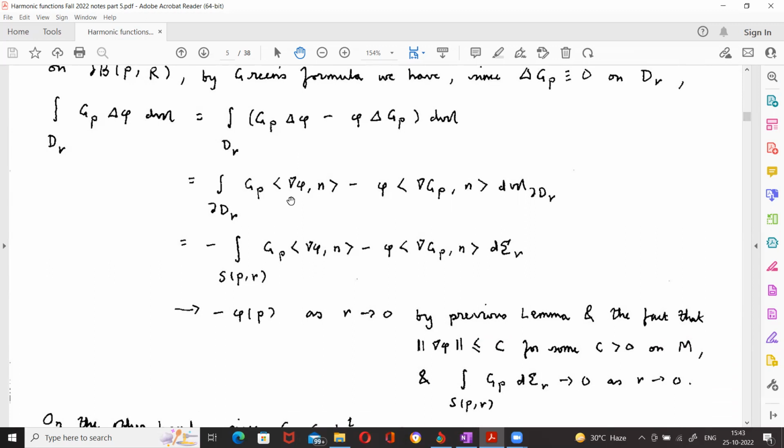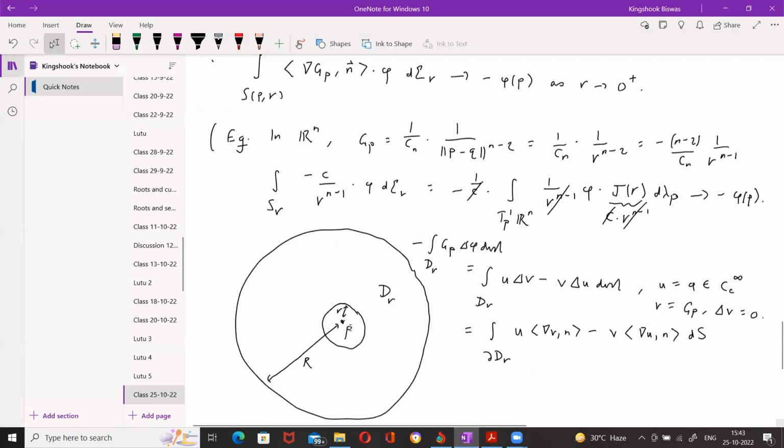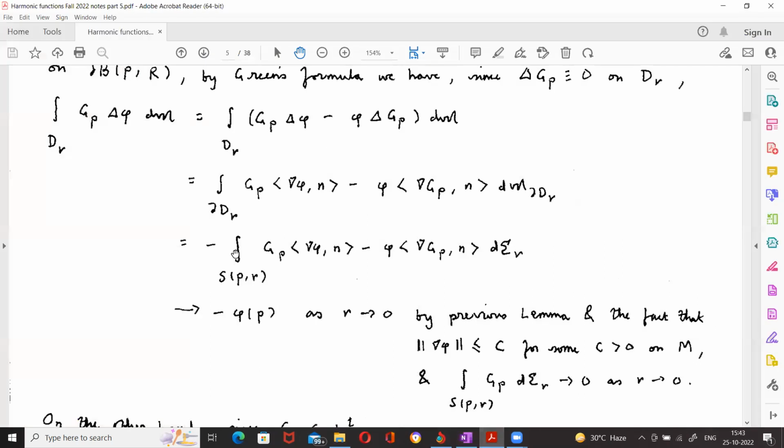So notice that if I orient the boundary correctly, I'll get the integral over the big sphere minus the integral over the small sphere. So the integral over the small sphere will come with a minus sign. And then what do I have? g_p grad phi n minus phi grad g_p n.